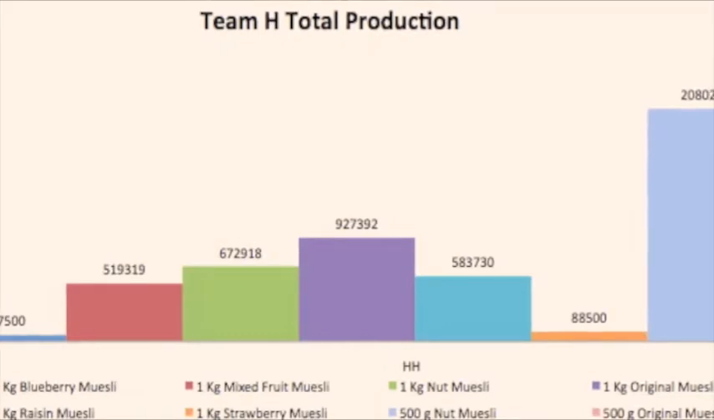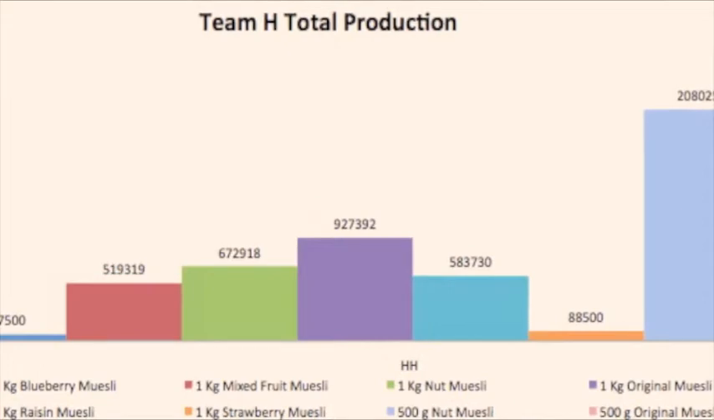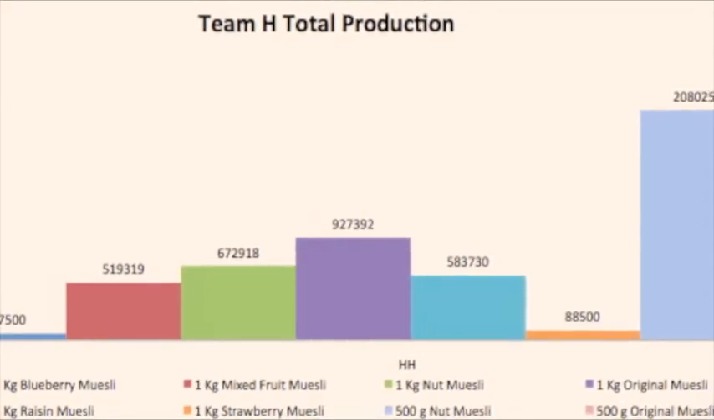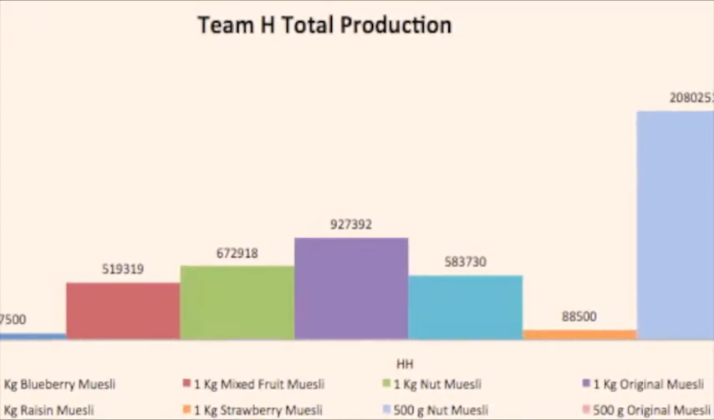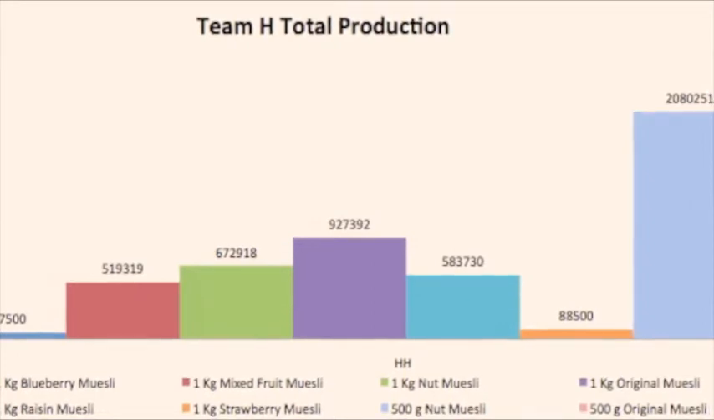We will now show you 2 graphs that will show the total production of each product and the production of each product per quarter. The first graph, which as you can see, shows the total amount of each product we produced over the entire simulation. You will notice that 500 gram nut and original are the most produced products. We produced 500 gram nut and original the most because these were our highest selling products.